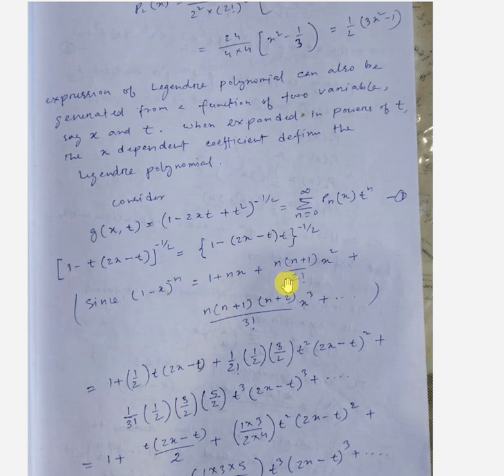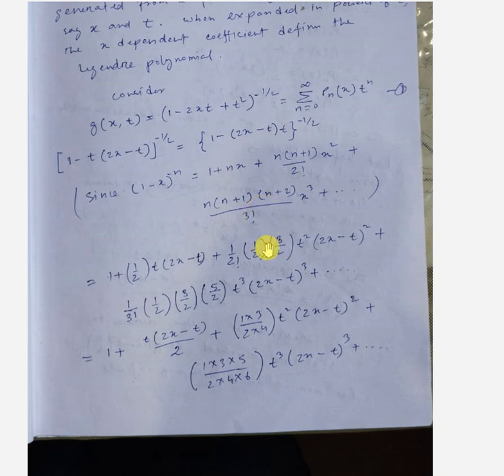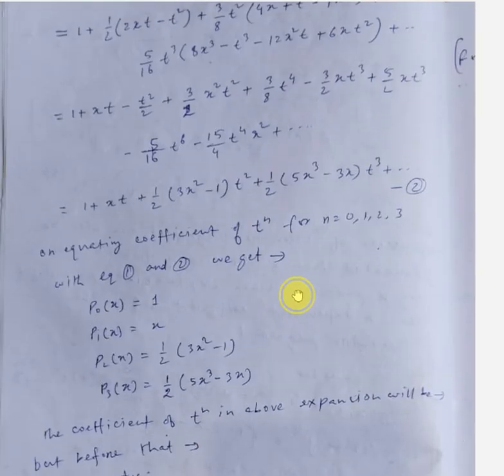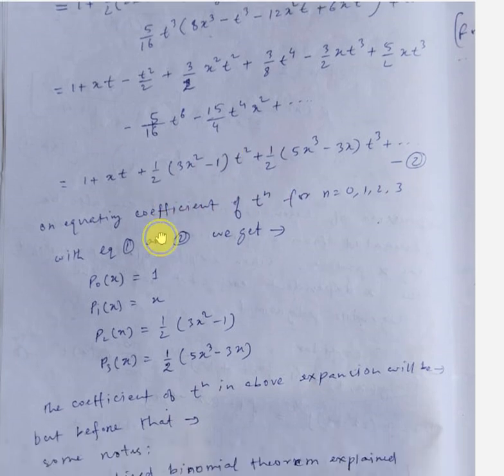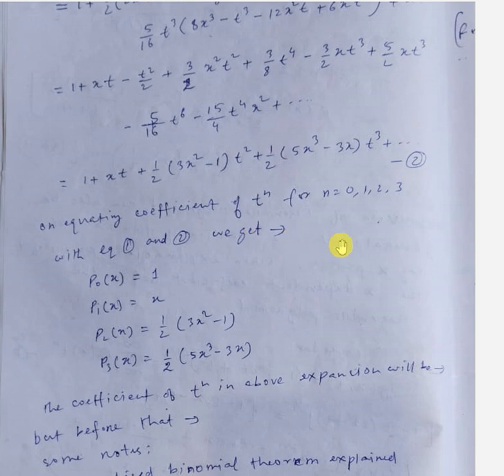we will use the binomial expansion, and then we will get this term. It will be obvious from this equation that after expansion we will get 1 plus xt plus half (3x squared minus 1) t squared, and on equating the coefficients of t, we will get for n is equal to 0, 1, 2, 3, P naught of x will be equal to 1.